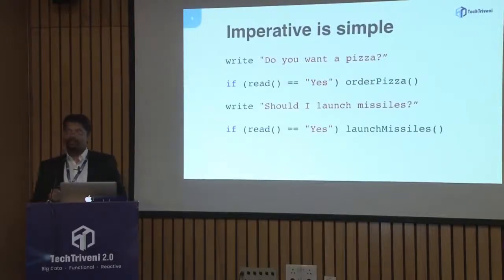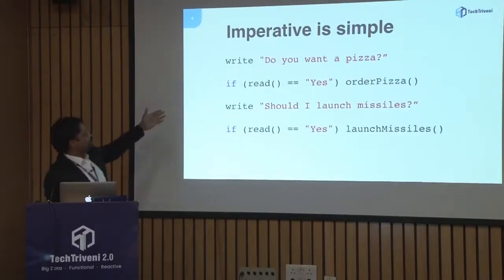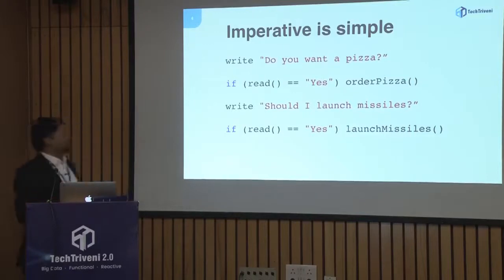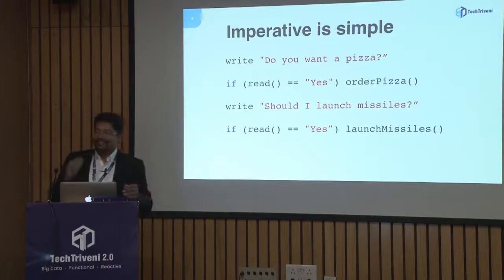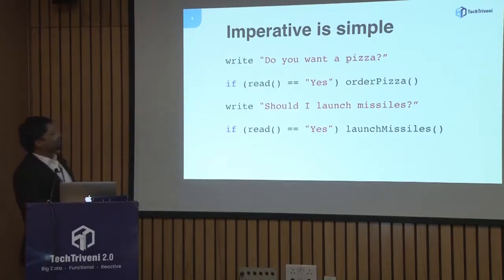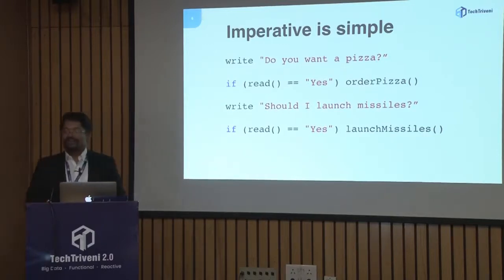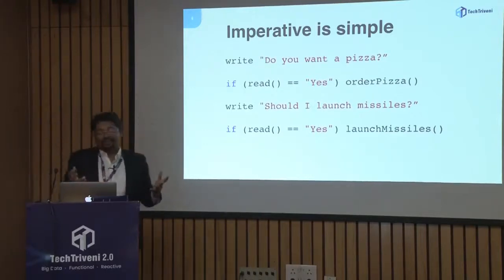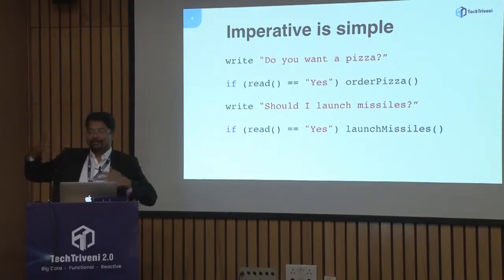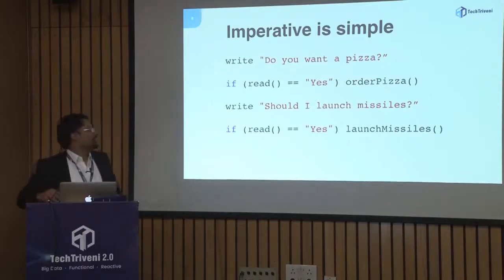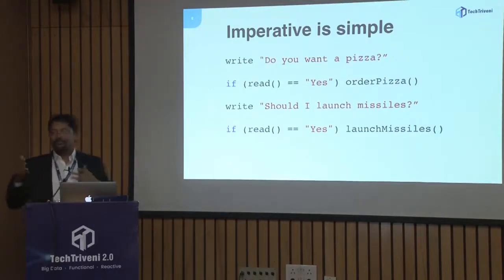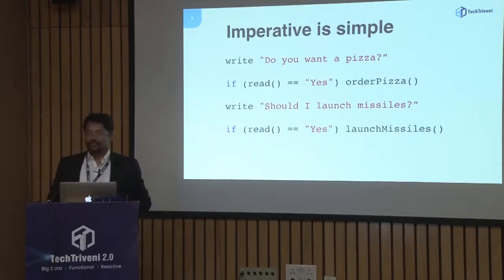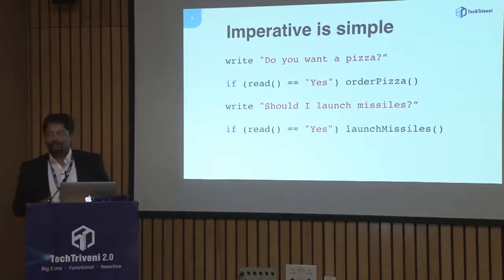So how do you do this in imperative programming? This is imperative. It looks pretty simple, right? Let's say you have a program that does whatever you want, and you wanted to order a pizza and then also launch nuclear missiles at something. So how would you do this? The program would be like a subservient robot. It'll ask you, okay, do you want a pizza? You say yes or no. If you say yes, it's going to order a pizza for you. It's going to ask you, okay, do you want to launch nuclear missiles? You say yes, it'll launch missiles.